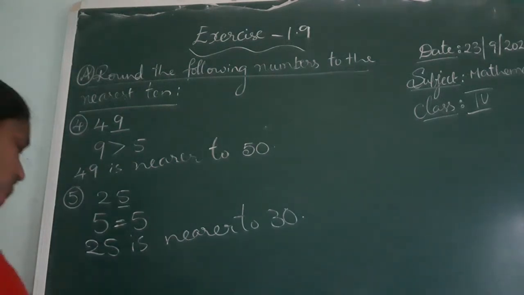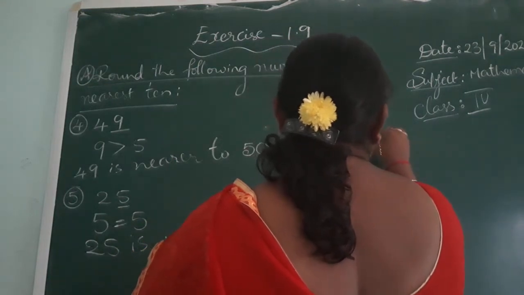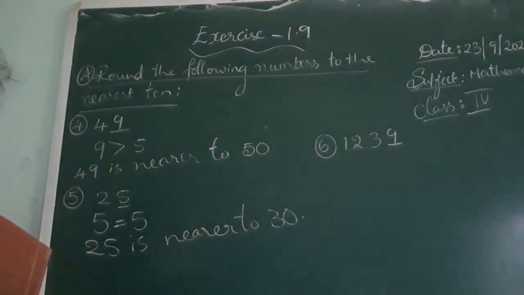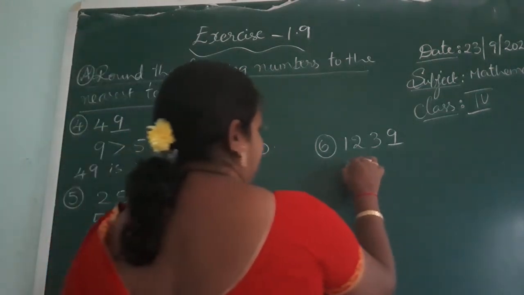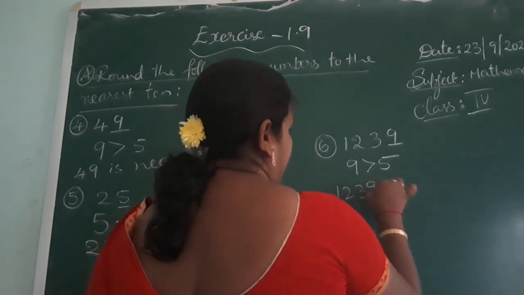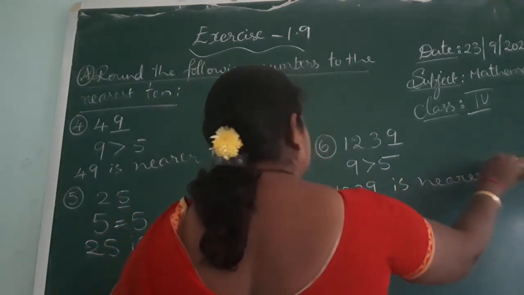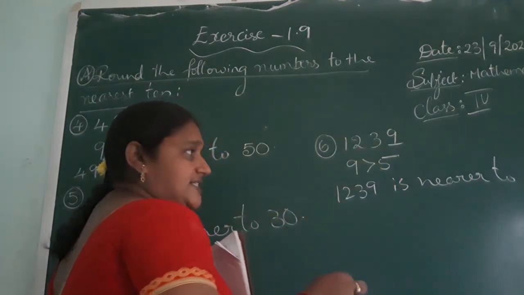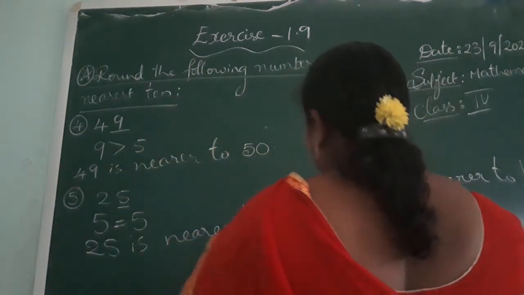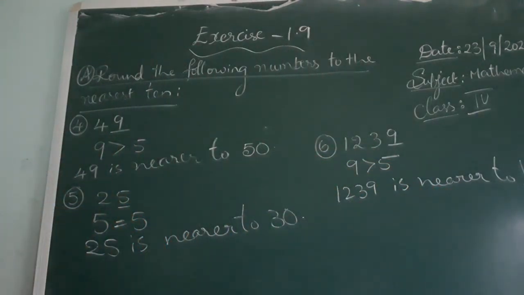See the next one, children. 139. The ones place is 9. Is 9 more than 5 or less than 5? It is more than 5. So 139 is nearer to the next 10. After 39, which next 10 comes? 40, so 140. Okay children. See the next one, 1240.